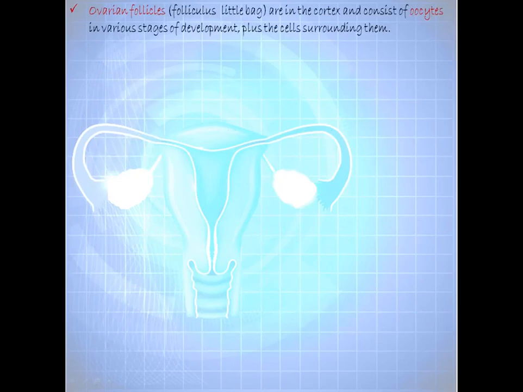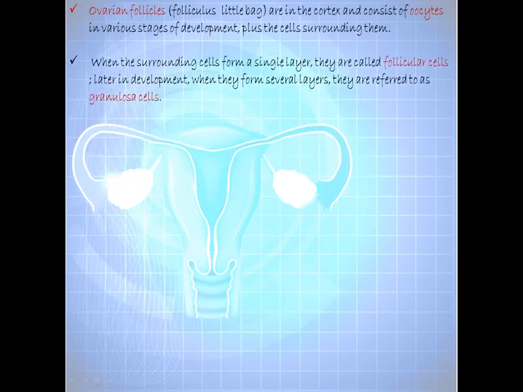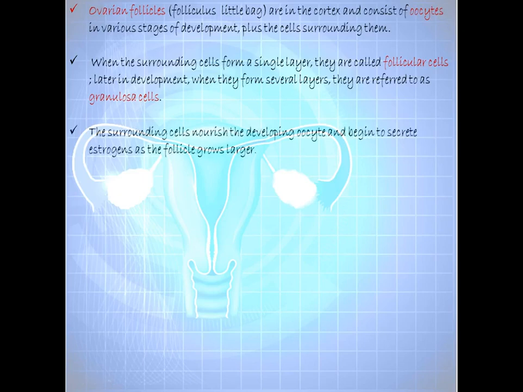Ovarian follicles are in the cortex and consist of oocytes in various stages of development plus the cells surrounding them. When the surrounding cells form a single layer, they are called follicular cells. Later in development, when they form several layers, they are referred to as granulosa cells. The surrounding cells nourish the developing oocyte and begin to secrete estrogen as the follicle grows larger.